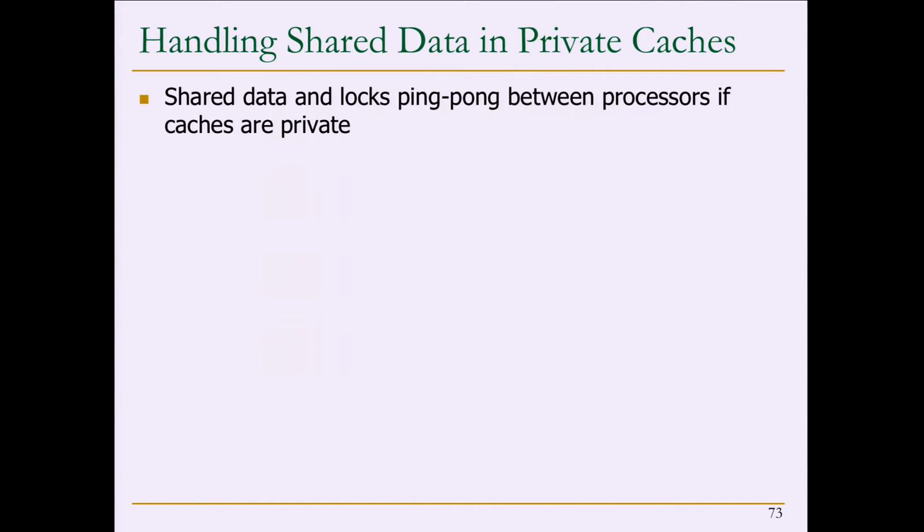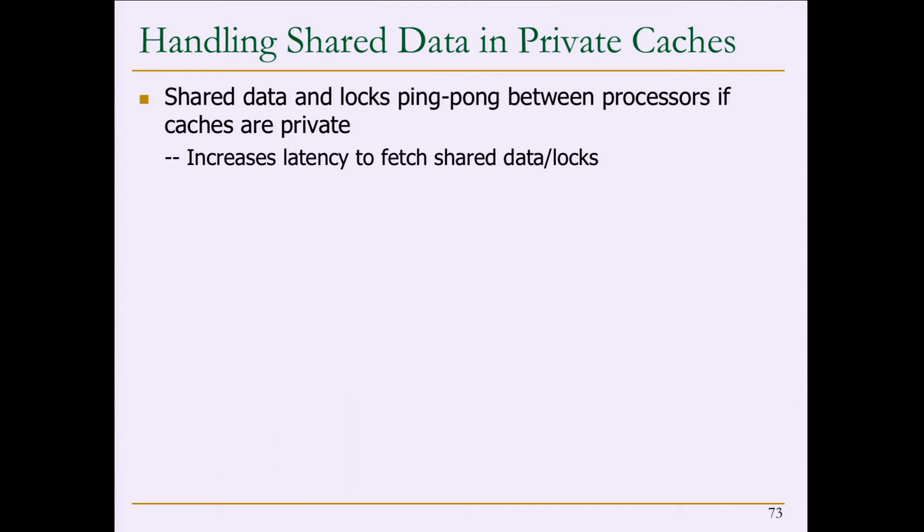We briefly talked about it when we talked about the application to core mapping, but there's a lot more to be done. Let's talk about some other issues before we move to some other techniques. One issue is handling shared data in private caches. We talked about this briefly. Shared data unlocks ping-pong between processors if caches are private. Shared caches don't have this problem. And this ping-ponging is actually not good for scalability of a parallel application.